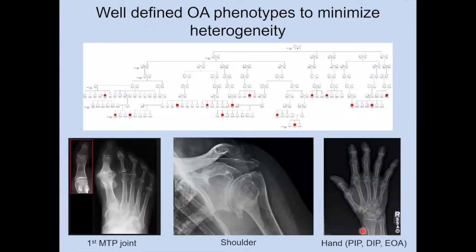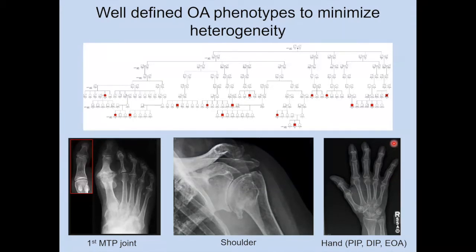So how do we go about doing this? We focus primarily on three or four phenotypes in particular, and those phenotypes are shown here. We focus on OA of the first MTP joint, individuals with shoulder OA, and our favorite phenotype, which has been a very clean phenotype to study: either general hand OA or erosive hand OA. We've had a lot of success with these individuals and families.